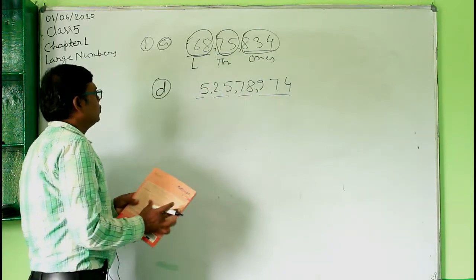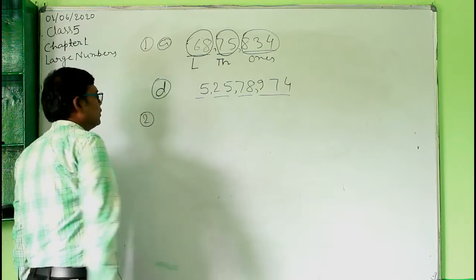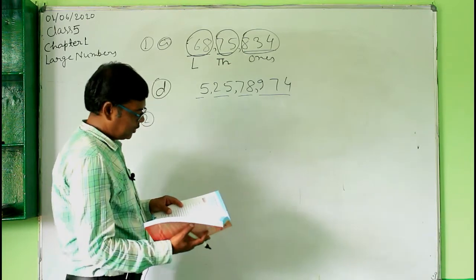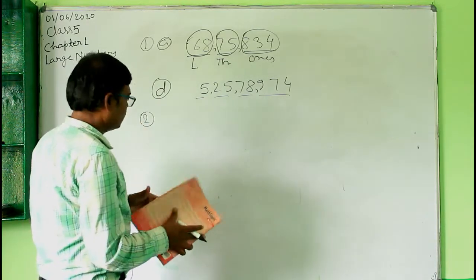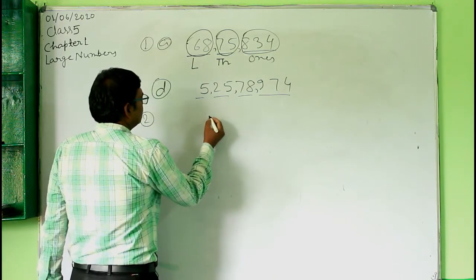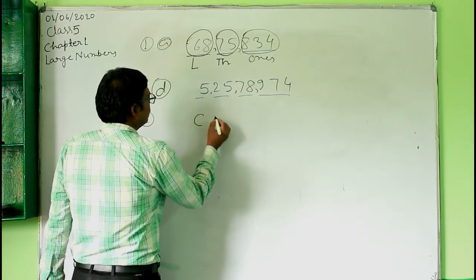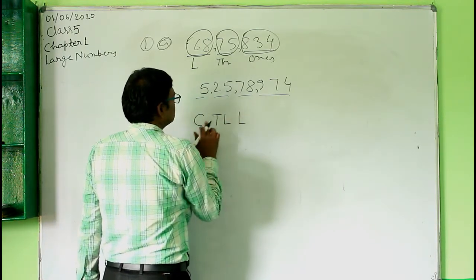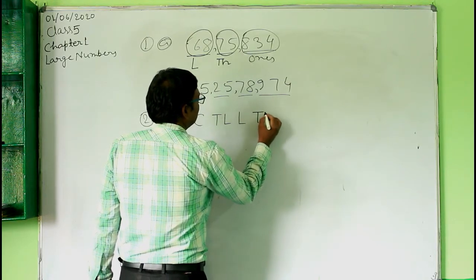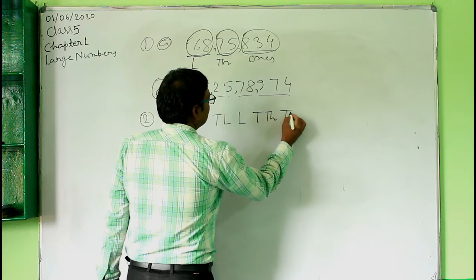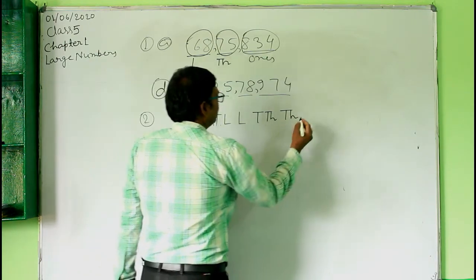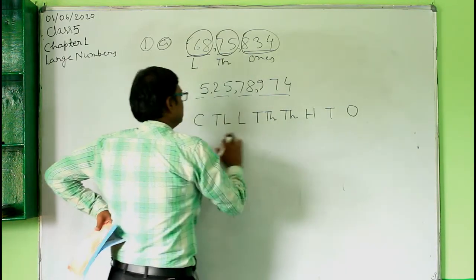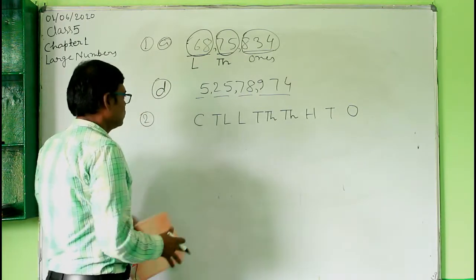And next, number 2. In number 2, we have to draw the place value chart to write the digits under the correct places. So first write here the chart like this. First crores here, then 10 lakh, then lakh, then 10,000, then you have the thousand here, then the 100, then tens, then ones. Okay, so these are the places in this case. Now you can write the number.